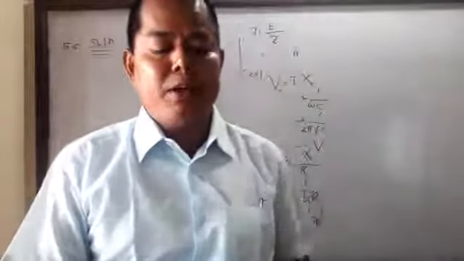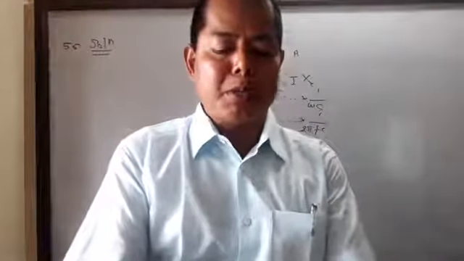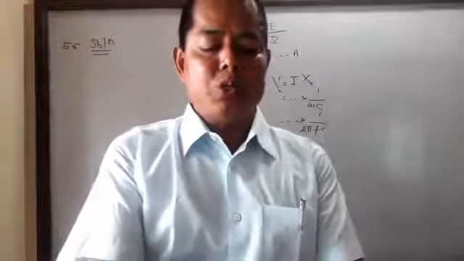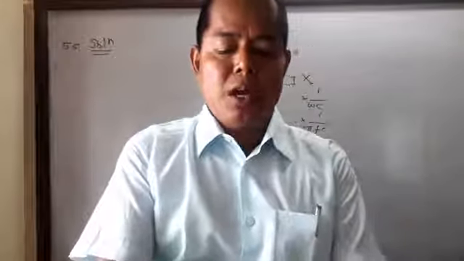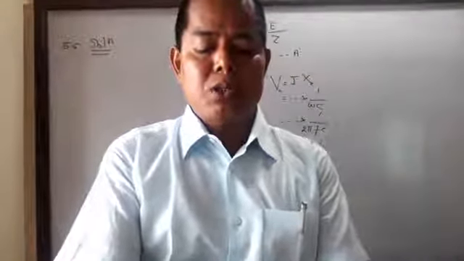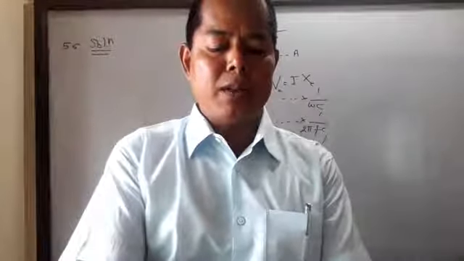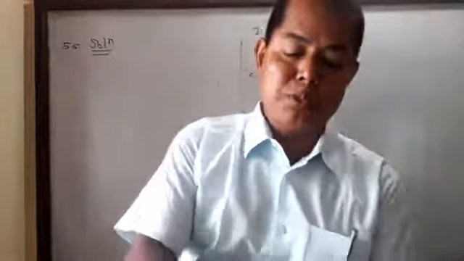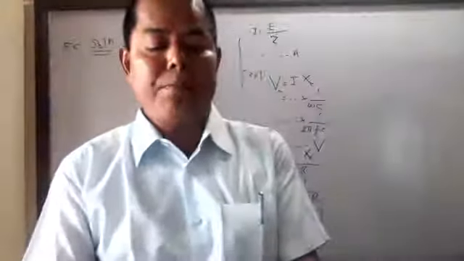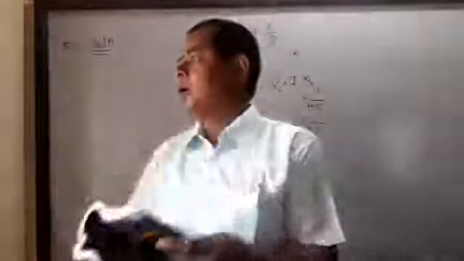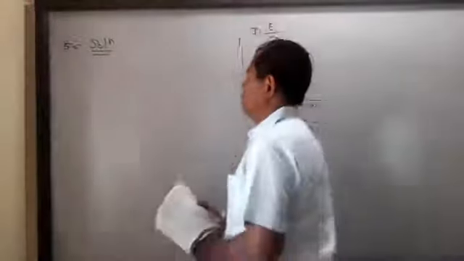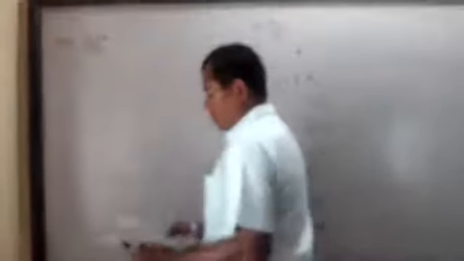Question number 56. AC mains of 200 volt and 50 hertz frequency is joined to a circuit containing inductance of 100 mH and resistance of 20 ohm in series. Calculate the power consumed. Means we have to find power consumed. Only power.